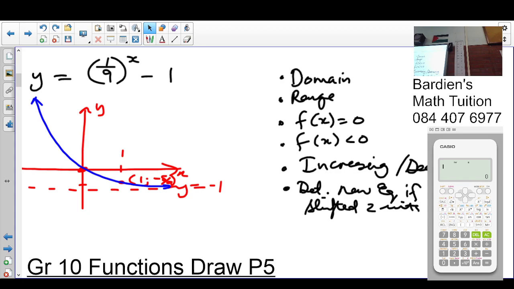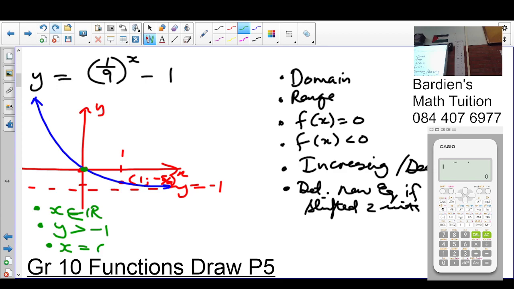Alright, so let's look at the domain quickly of this graph. What is the domain? All possible x values, no? So it covers all the values of x, not so? So what do I write? X is an element of all real numbers. Let's look at the range. Does this graph exist at negative infinity? No, where does it start existing? Negative 1 onwards. So in other words, y must be greater than negative 1.